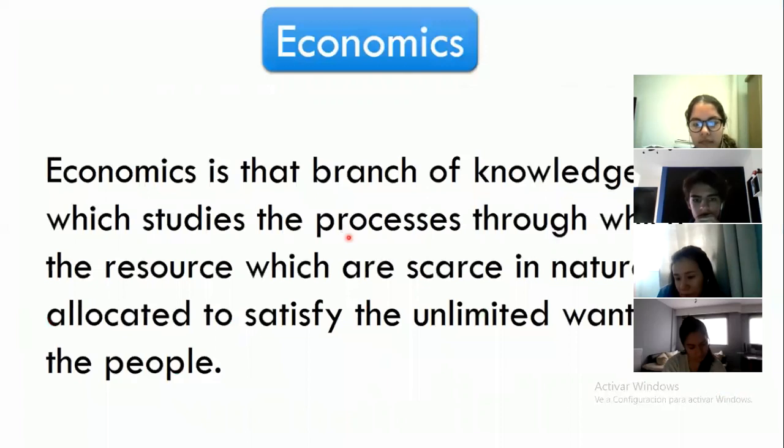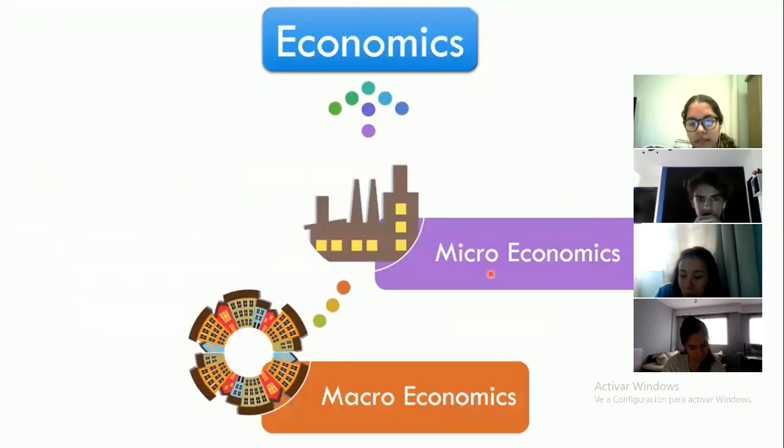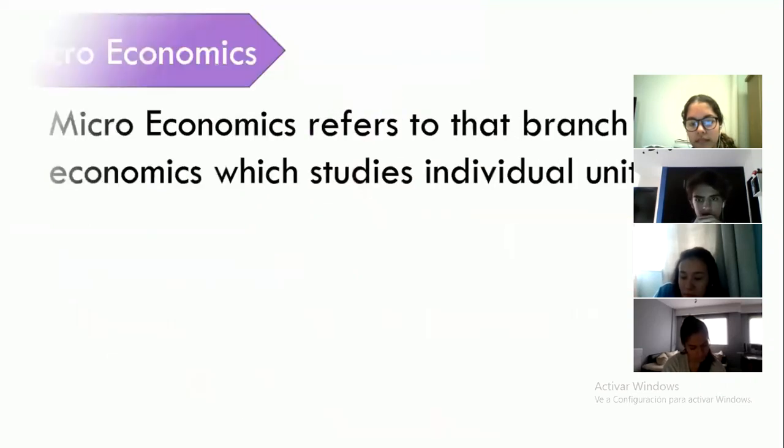Now first of all, we are going to understand the term economics. Economics is that branch of knowledge which studies the processes through which the resources that are scarce in nature are allocated to satisfy our most pressing unlimited wants. In other words, it studies the way we work together to transform the scarce resources into valuable and usable goods and services so as to satisfy the human wants. Now there are 2 branches of economics, microeconomics and macroeconomics.